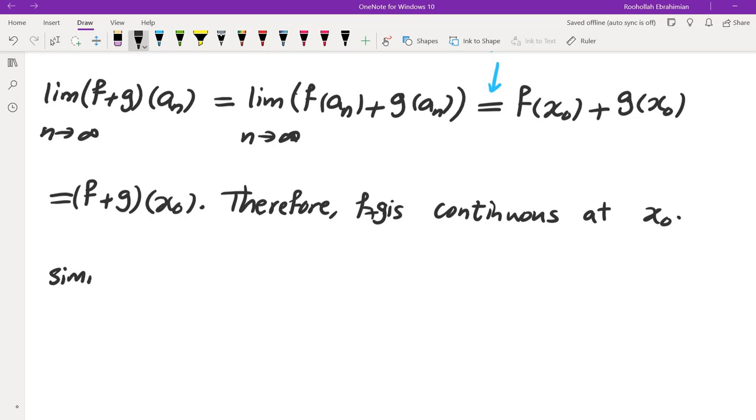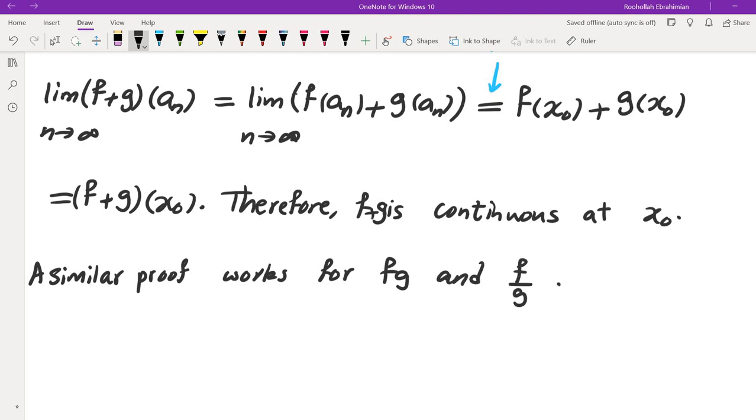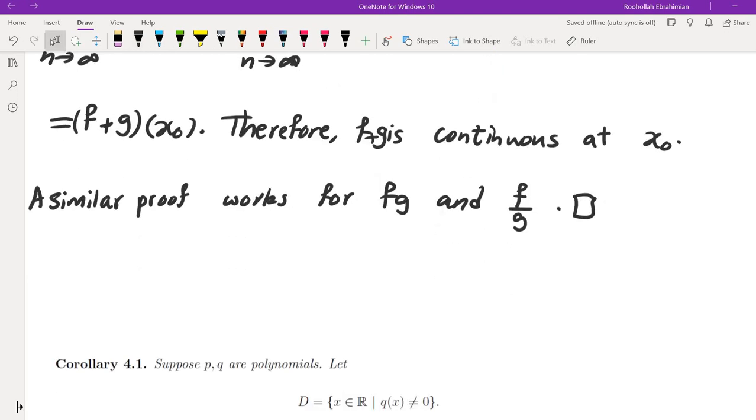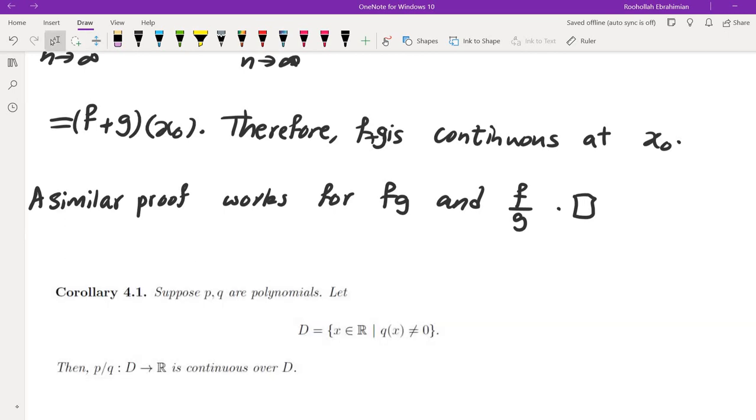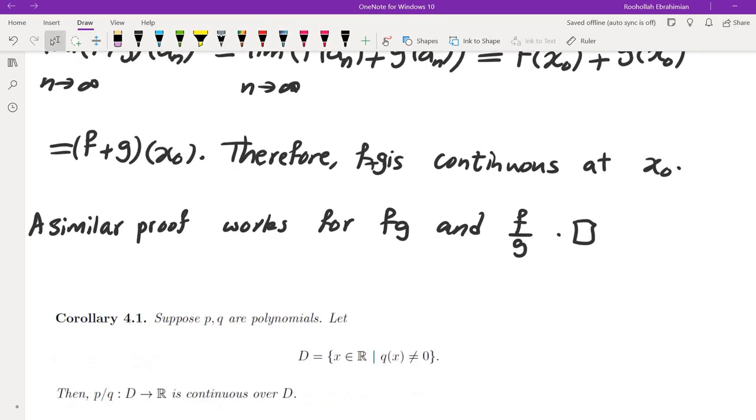So a similar proof works for fg and f over g. And the reason is limit of product is product of limits, and limit of ratio is ratio of limits. So it's basically the same process.